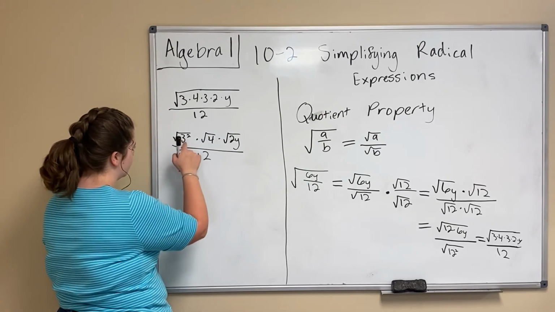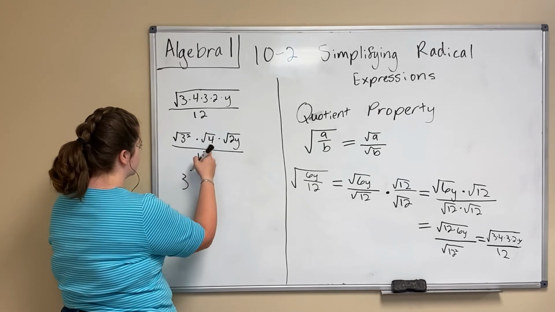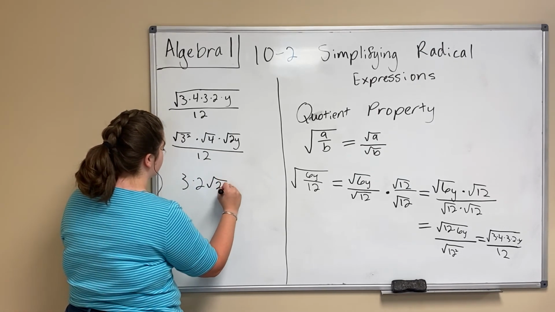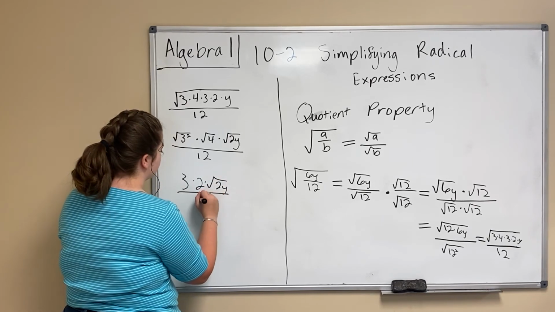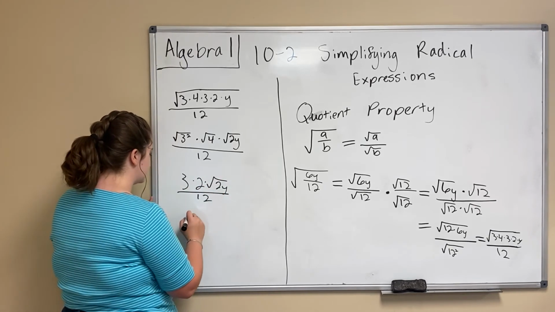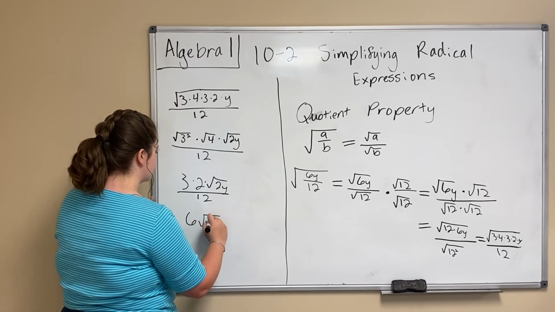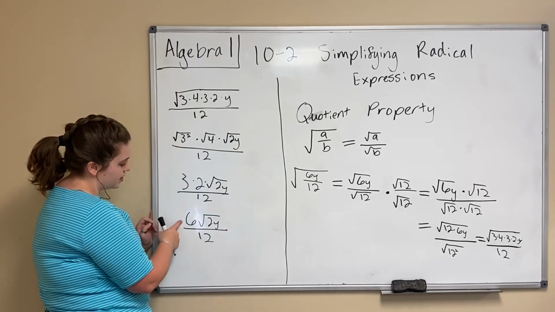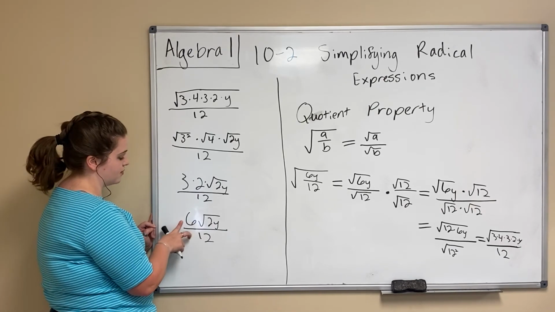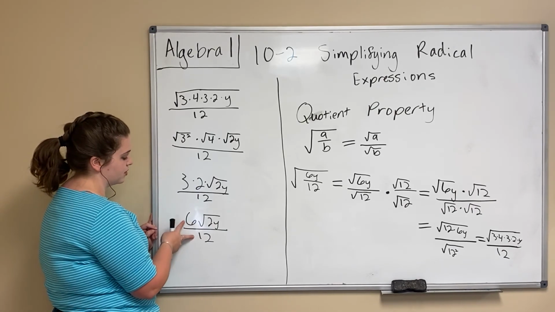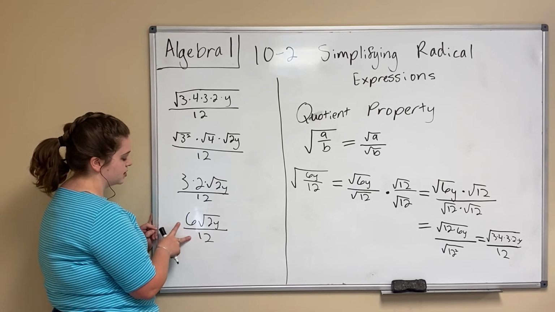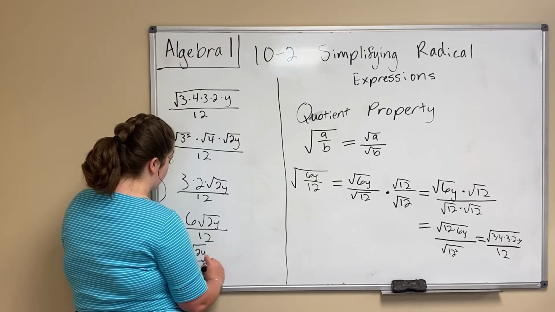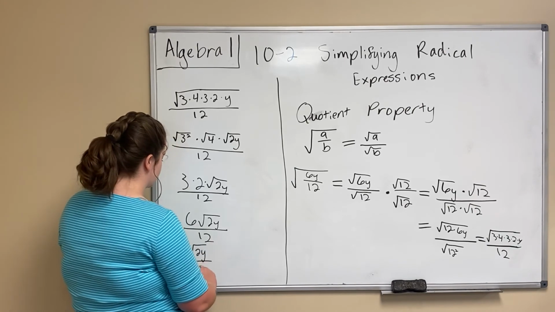I'm going to take that, and the square root of 3 squared is 3, the square root of 4 is 2, and we still have the square root of 2y over 12. 3 times 2 is 6 on the square root of 2y over 12. But it's still not simplified all the way because I have a 6 and a 12 here, and both of those can be divided by 6. So I'm going to get the square root of 2y over 12 divided by 6, which is 2.